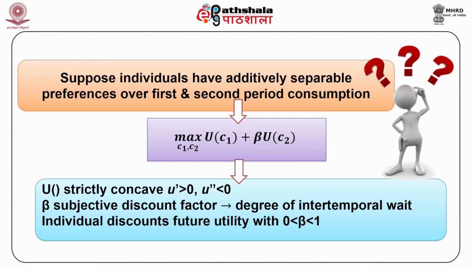The consumer problem can be studied more formally as given. Suppose that individuals have additively separable preferences over first and second period consumption. So, maximize over C1, C2: U(C1) plus beta U(C2), where the period utility U(.) is strictly concave, U dash is greater than 0 and U double dash is less than 0, and beta is the subjective discount factor measuring the degree of intertemporal weight by the individual. We assume that the individual discounts future utility with 0 less than beta less than 1.